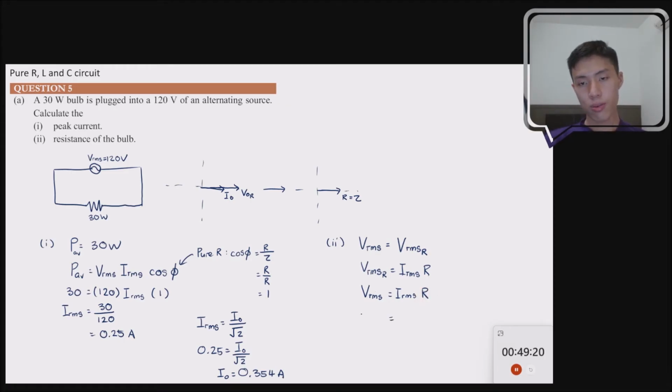So now Vrms, we have the value, Vrms is 120. Irms, we have the value, is 0.25. So from here, we can find our resistance, R. So R here, I believe, should be 480.